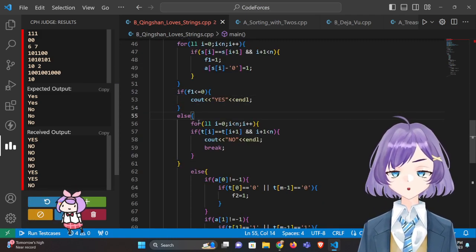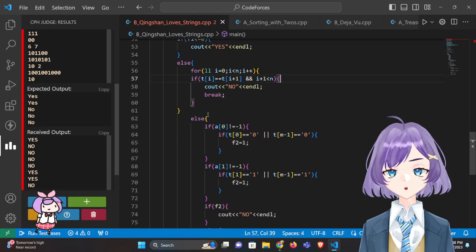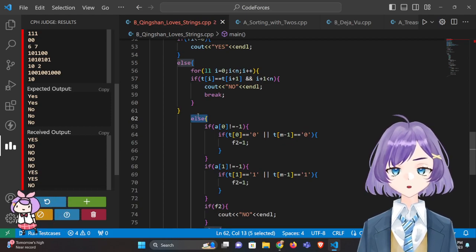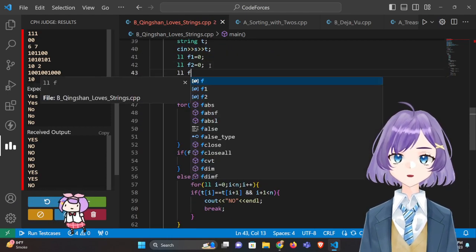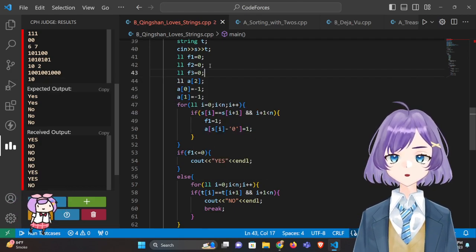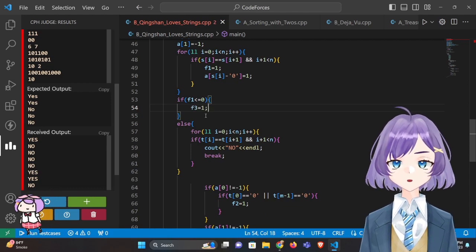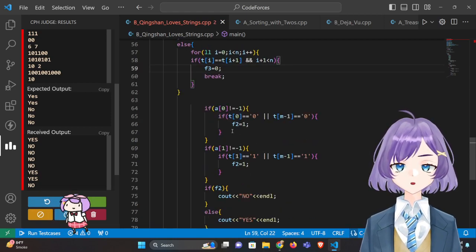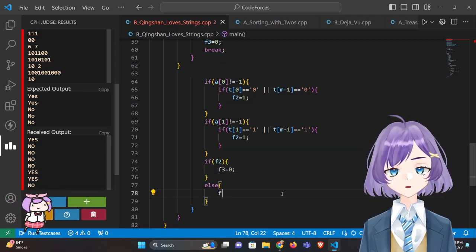If yes, else, if the entire thing is in a big else, and then f3 is equal to 0, f3 equals 1. F3 equals 0. F3 equals 0. F3 equals 1.